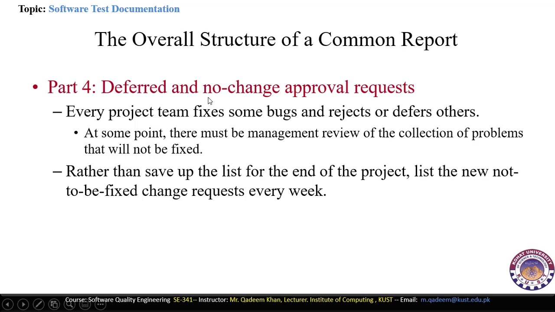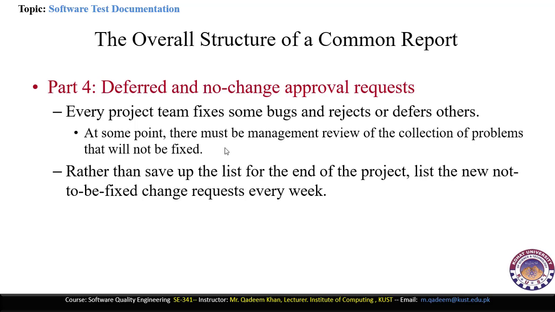The next part is number 4, deferred and no-change approval requests. So here we can say that the testing is deferred and there is no change approval in the request, that is, the customer has not provided any request for changes. So every project team fixes some bugs and rejects or defers others. At that point, there must be a management review of the collection of problems that will not be fixed. Sometimes there are certain problems, errors, or bugs that are very complex and cannot be fixed at that particular time.